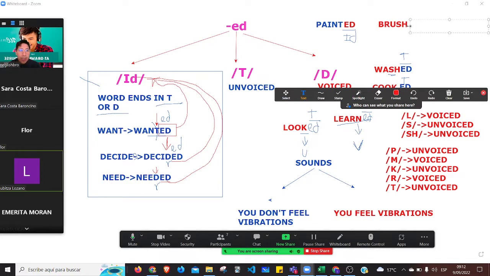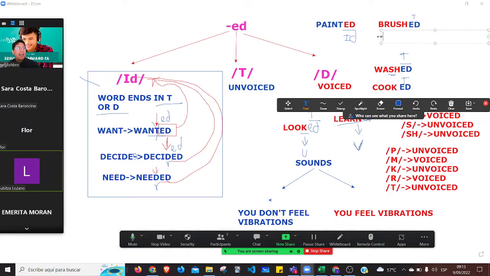Okay. What about this one? Brush. When you add ed, this ed sounds like T. How do you pronounce brush in the past? Brushed, brushed. What about the other? Tell me a verb. Brush. Ah, there's one. Clean.